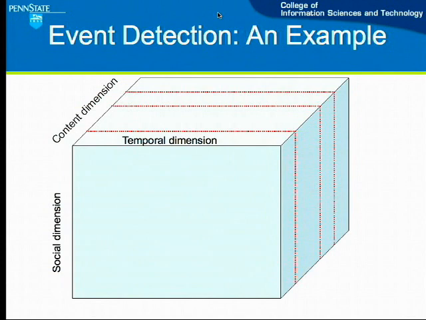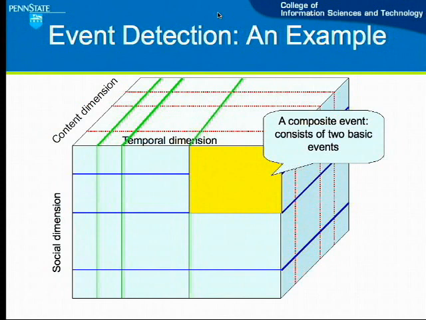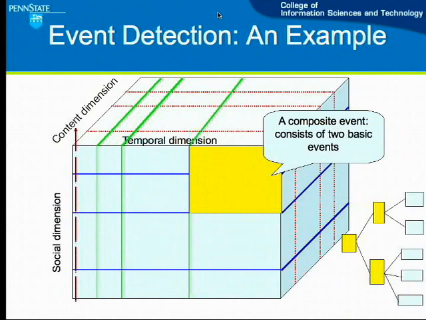And therefore, the problem involved three dimensions: the content dimension, the temporal dimension, and the social dimension. And the goal then is to analyze this so that, in terms of the topic, we can also leverage topic structures such as a hierarchy for better analysis.